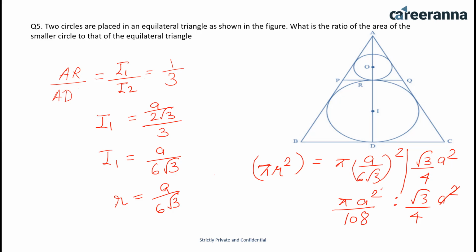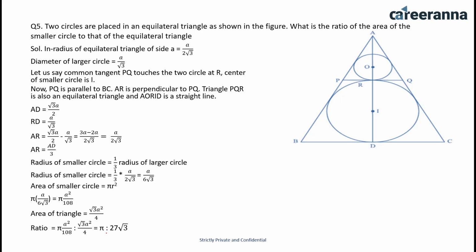The side square and side square get cancelled. This 4 is nothing but 27 times, which is 108. So the ratio will become pi is to 27 root 3. So our answer to this question is pi is to 27 root 3. So let's look at the solution to this question. So our answer to this question is pi is to 27 root 3.